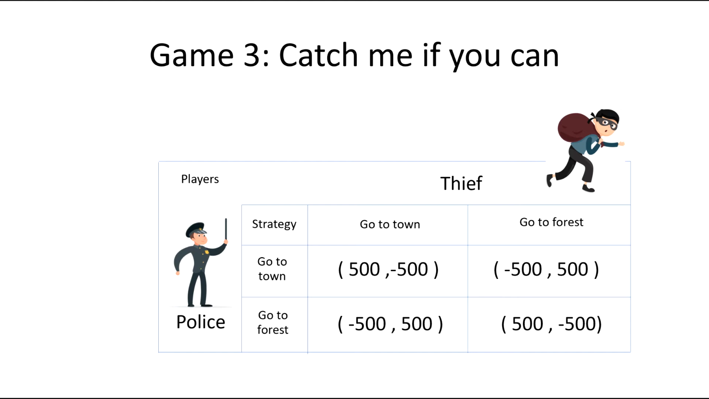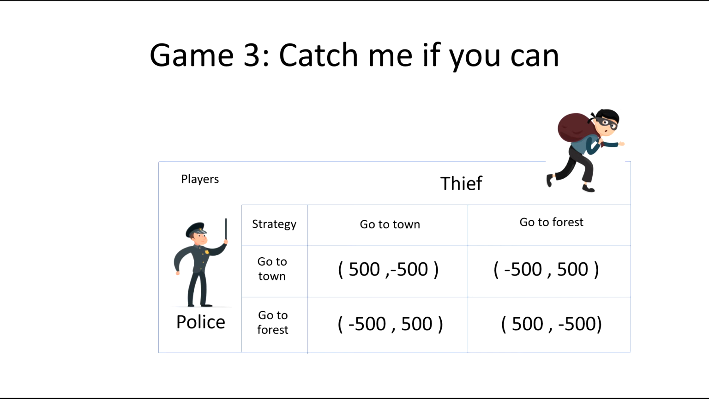You see, if they don't meet, for example, police goes to town and the thief goes to the forest, then the police cannot arrest the thief. The thief has positive payoffs of 500 U-tunes, but the police must be punished because he or she cannot catch the thief. Then the police will be punished with sadness by 500 U-tunes, or minus 500.